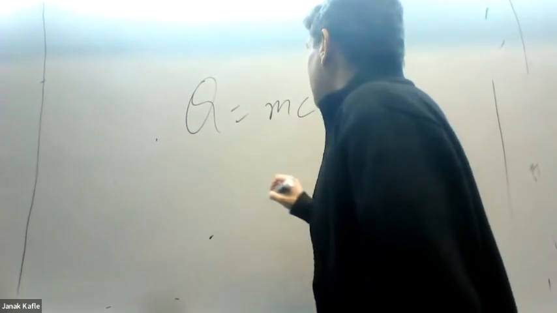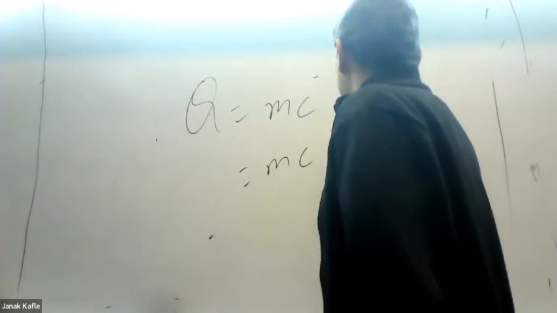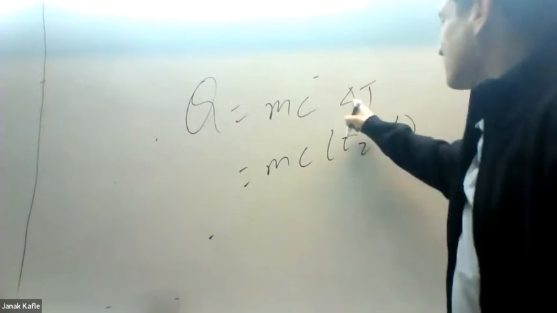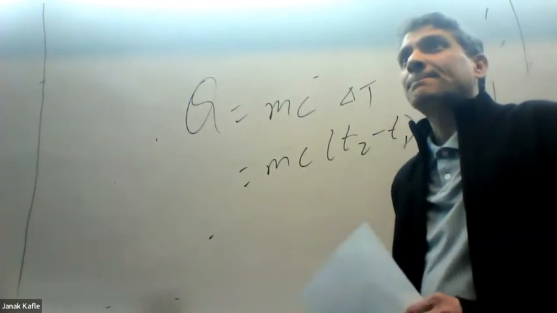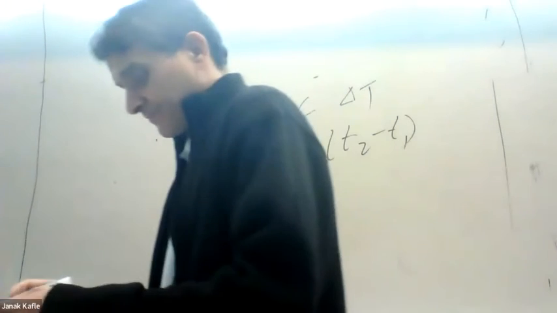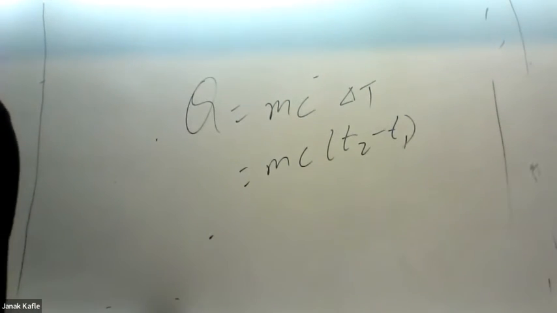So delta T, sometimes it is written here, don't get confused with this one. Q is equal to mcΔT. It is written like that. So it's the same thing: mc(T2 minus T1). So this delta T is basically T2 minus T1, which is final, and that's initial.